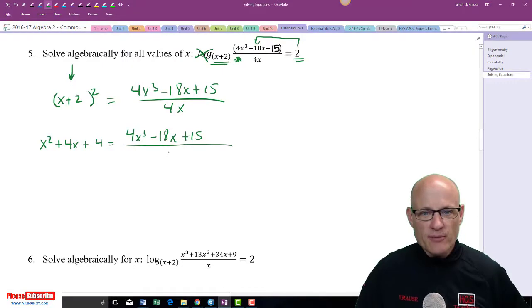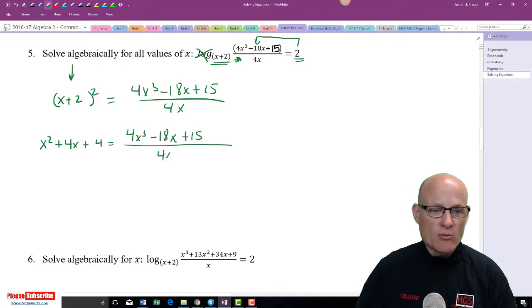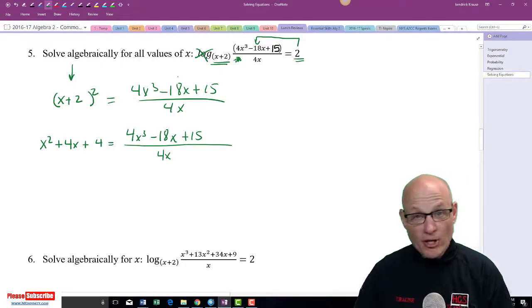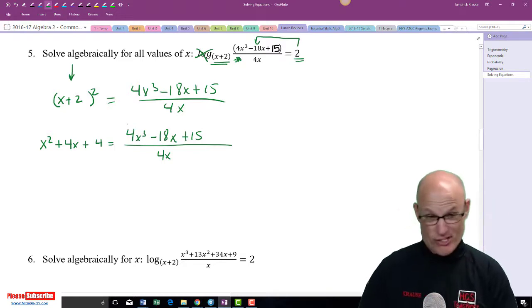Looks good to me. All right, back over 4x. Okay, so now comes the tricky part. You're like, well, what am I going to do now? I don't know what to do. I can't do it.